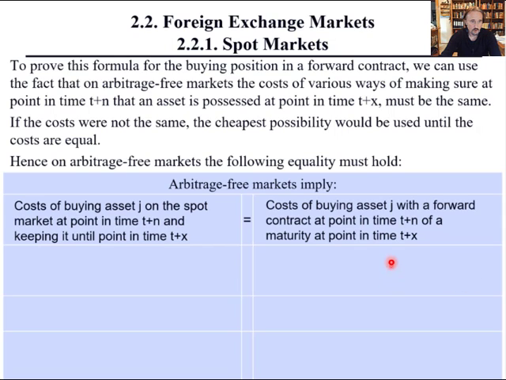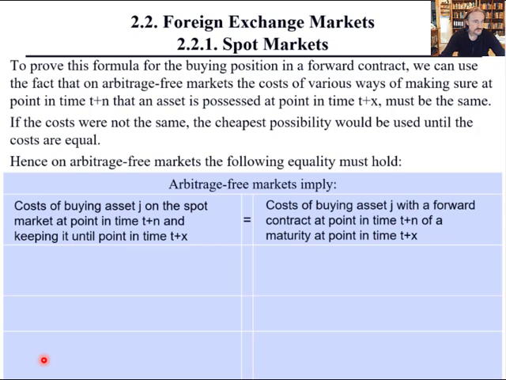you can buy at point in time t plus n the forward contract, the buying position in a forward contract with a maturity t plus x, and then use this forward contract at point in time t plus x to buy the underlying asset at the delivery price. So both transactions make sure that you own the underlying asset at point in time t plus x. On arbitrage-free markets, both possibilities must cause the same costs. If not, everybody would use the cheaper possibility until the cost difference has disappeared.